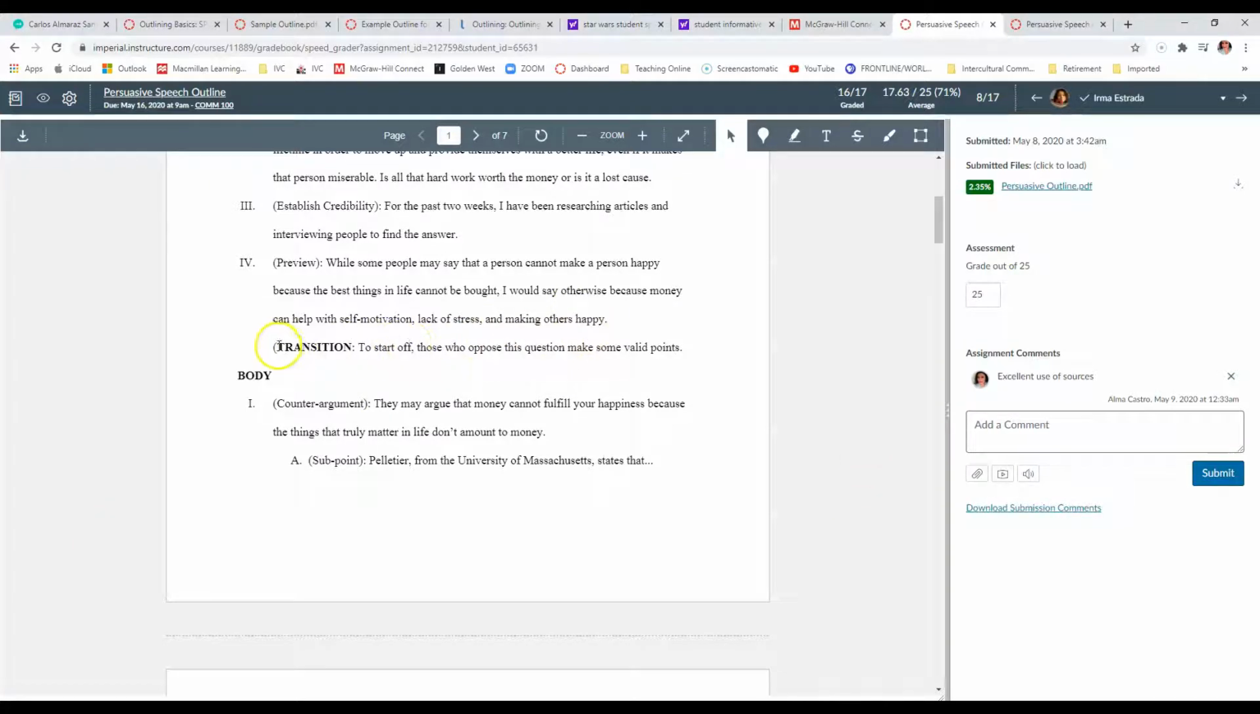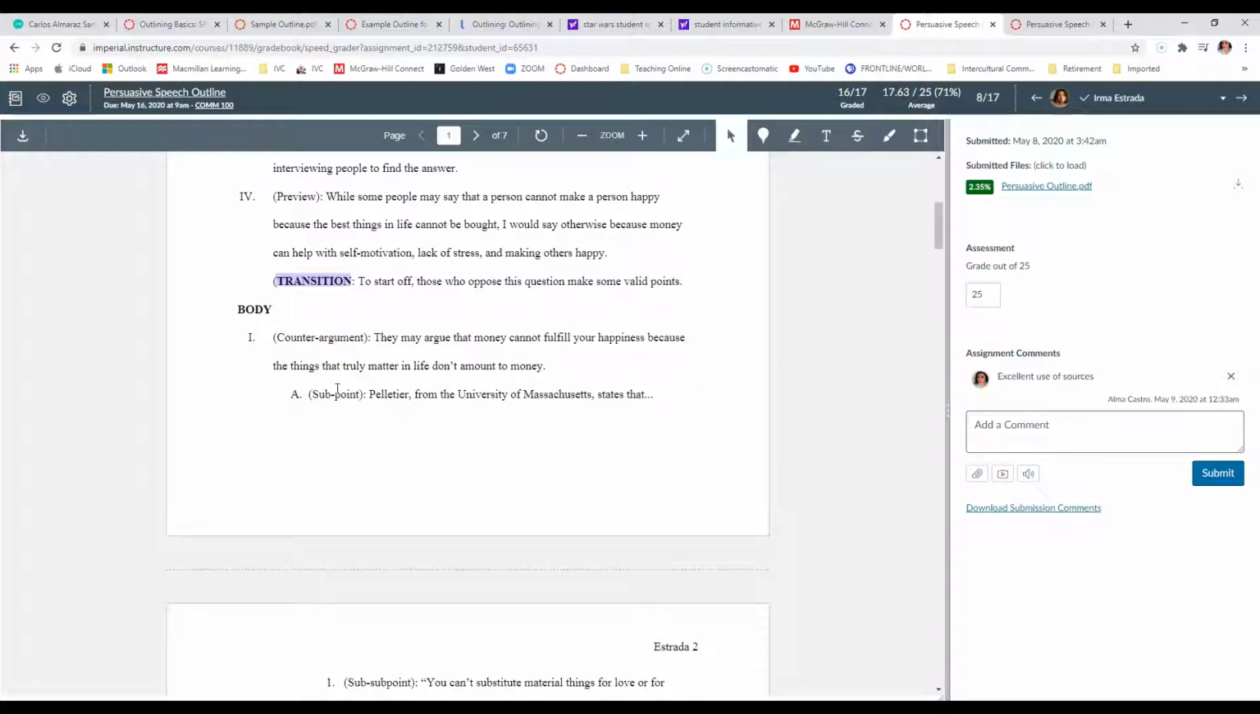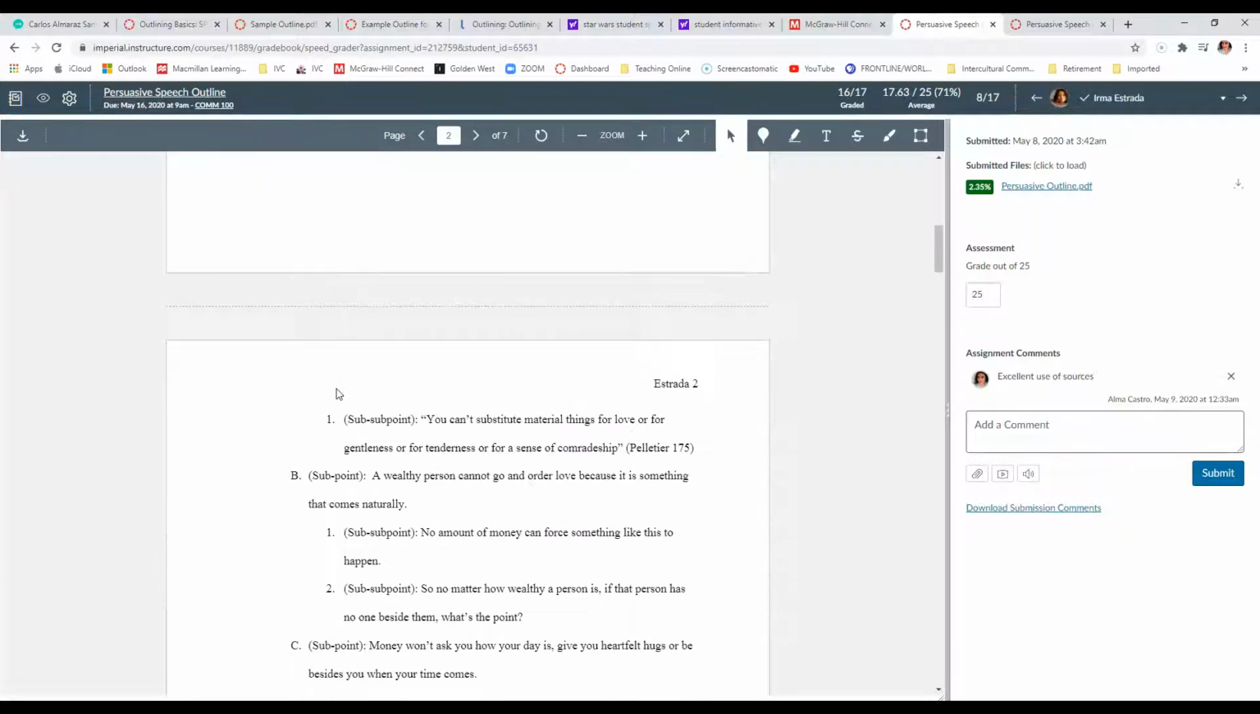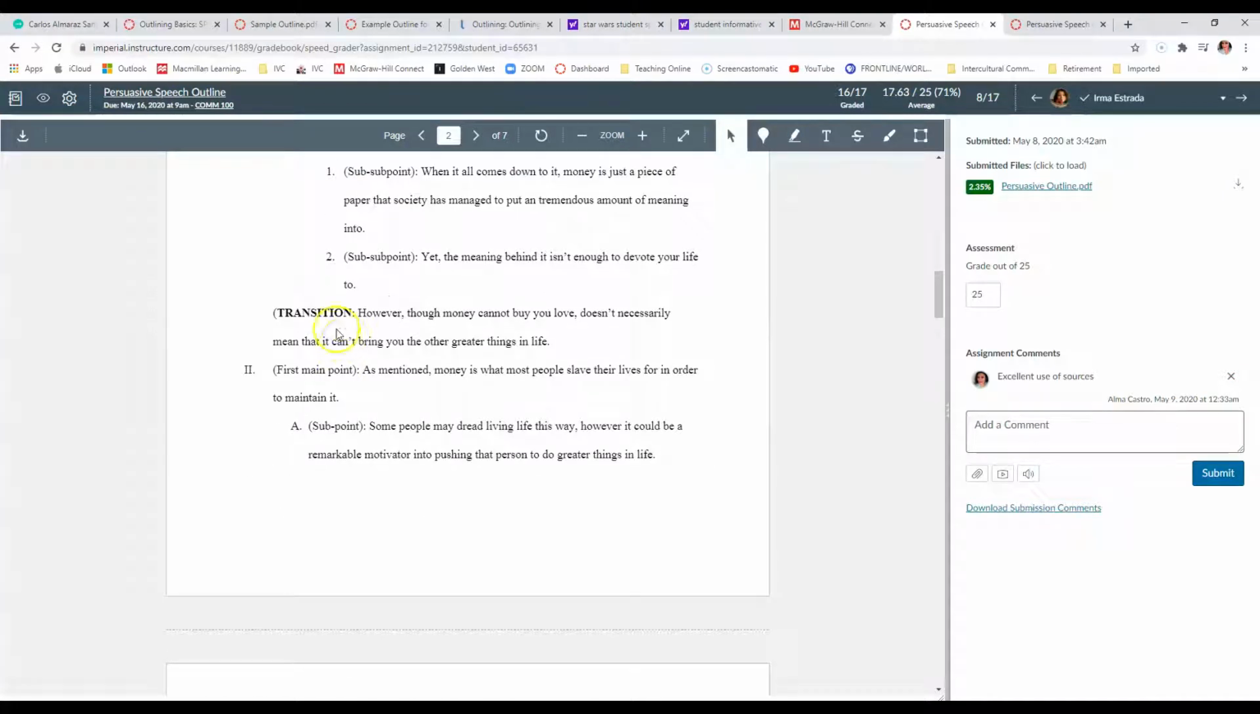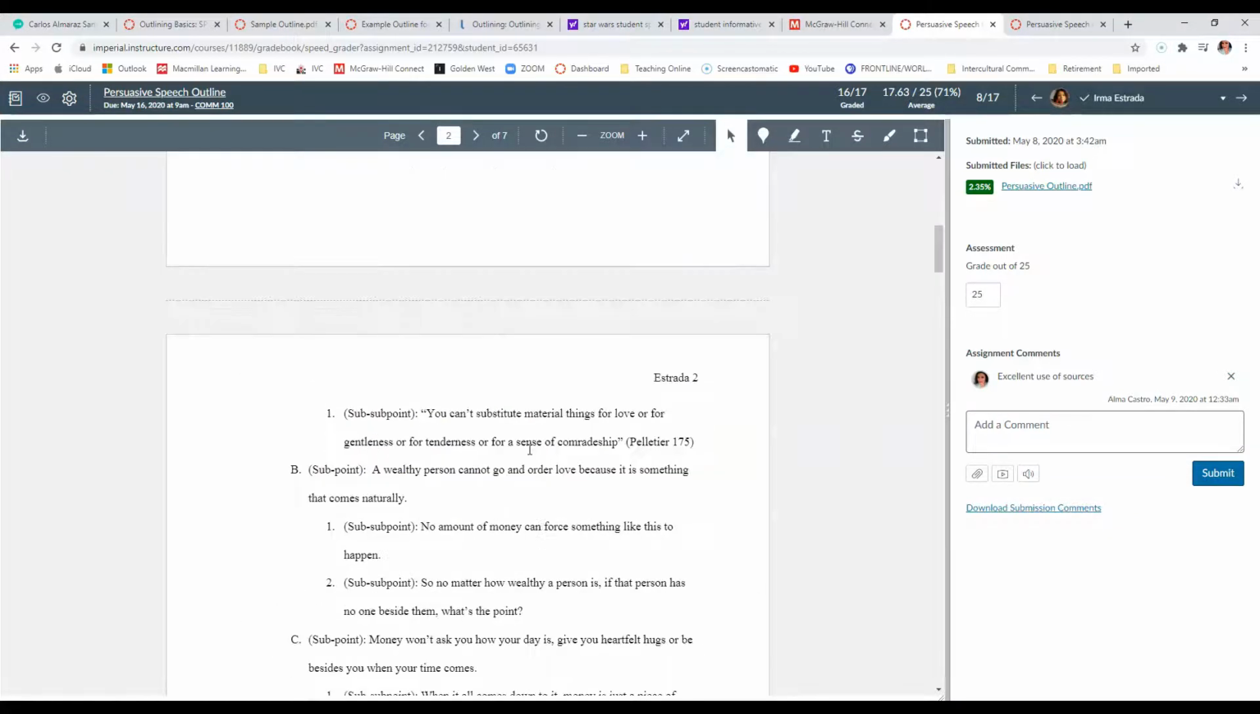Then they transition. To start off, those who oppose this question make some valid points. Okay, this person's using a counter argument, which is what the opposing view says, and then she goes back to her points. However, though money cannot buy you love, doesn't necessarily mean that it can't bring you the other greater things in life. And then she starts with her sub-points.